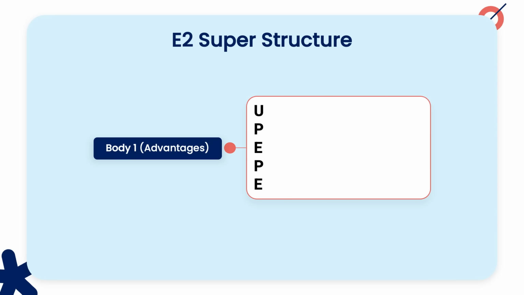The U stands for umbrella sentence, P for point 1, which refers to our first advantage in our body paragraph 1, E stands for extend, which means that we write about reasons and/or examples. We don't just list the advantages.